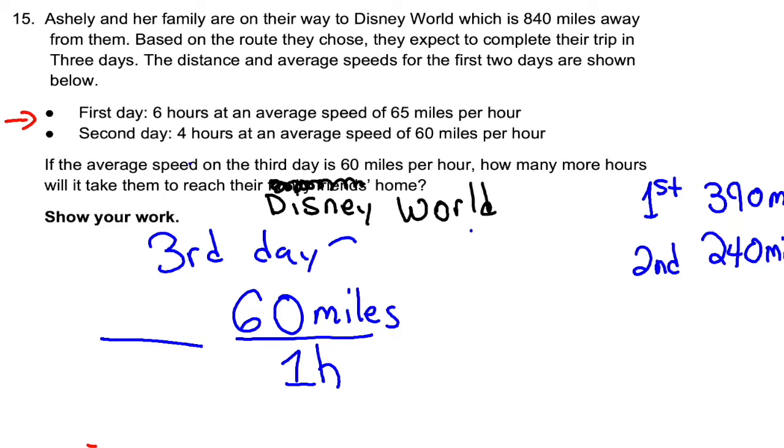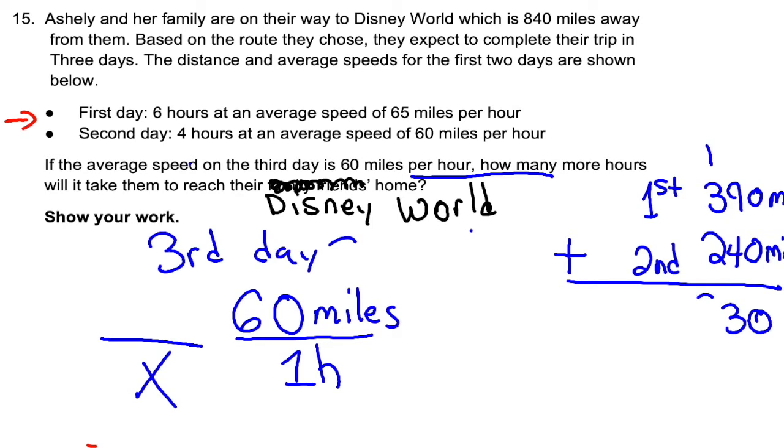But we don't know how many hours. We're looking for how long. We're looking for the amount of hours, right? And we don't know the miles. But we do know, right, the first and the second day how many miles she drove, and we know how many miles the total trip is. So what we're going to do is add up our miles for the first and second day, right? And we get 630, okay?